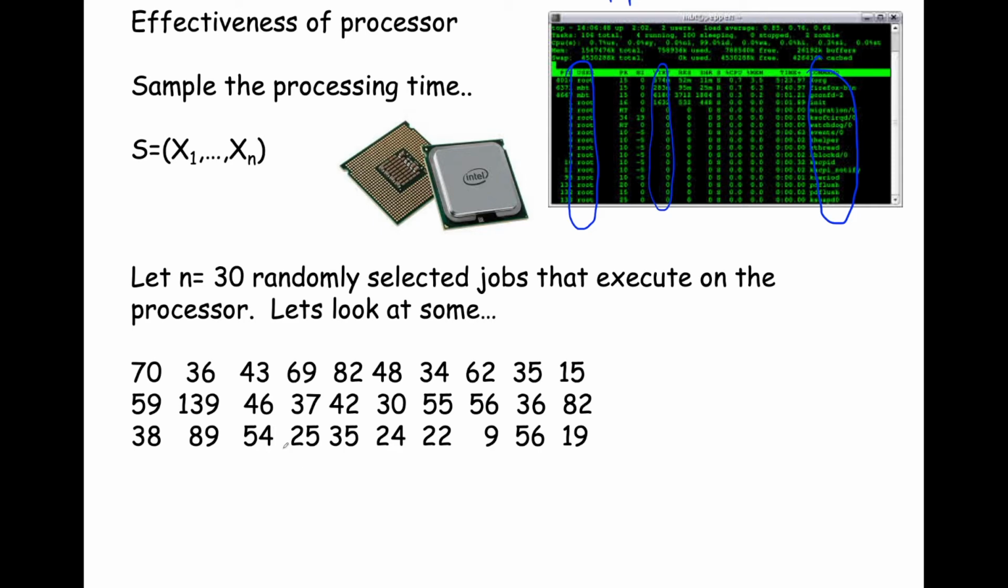So let's imagine these are the measurements. We have 3 rows of 10 for a total of 30, going from 70 to 36, then the next row 59 on through 82, and then in that last row we have 38 milliseconds and 19 milliseconds. And so we have each of these times, and let's assume we wanted to summarize the amount of time for this population of programs, which is a subsample of all of the programs that run on your machine.